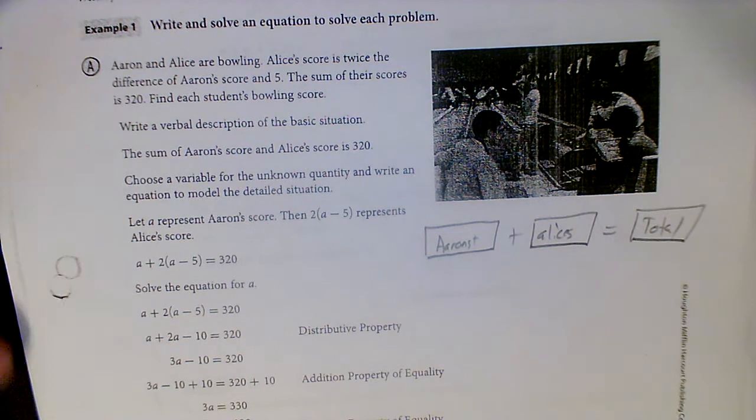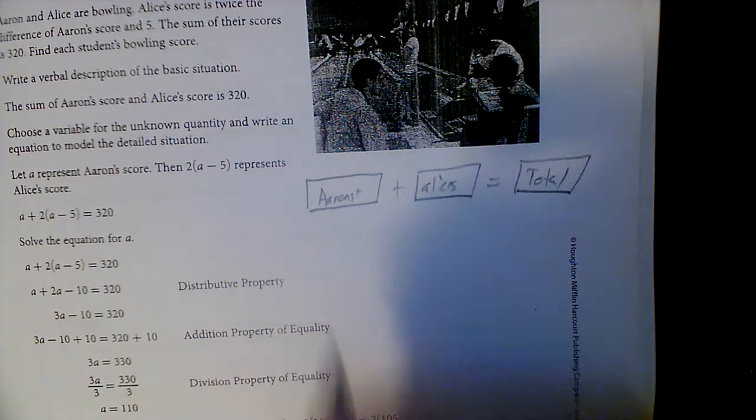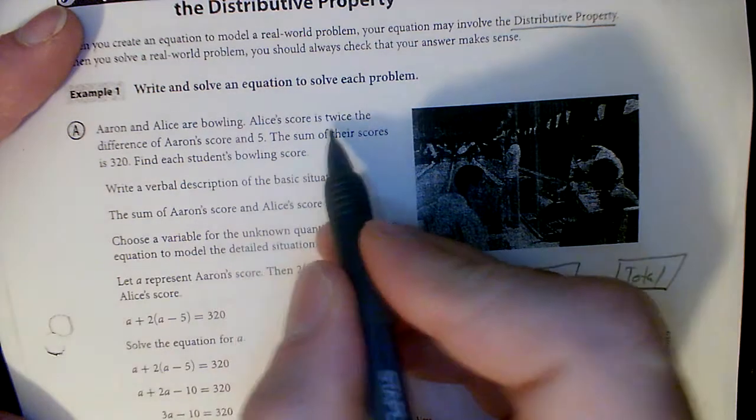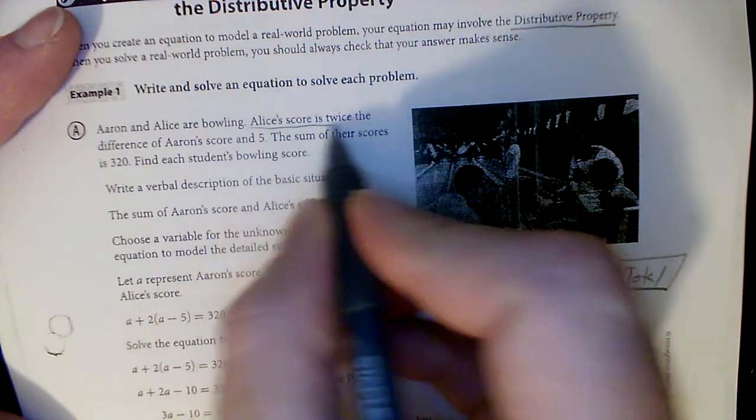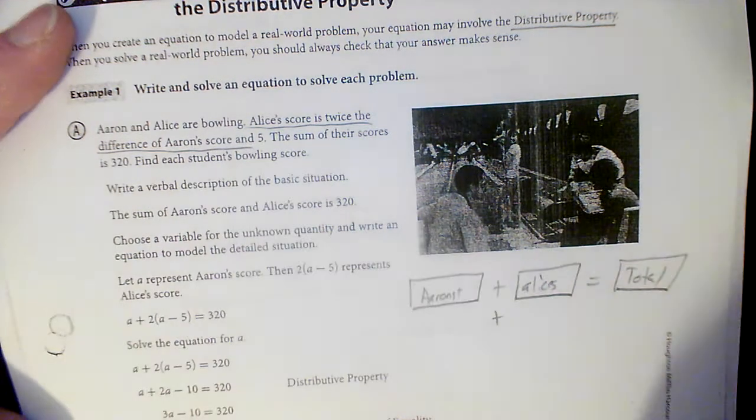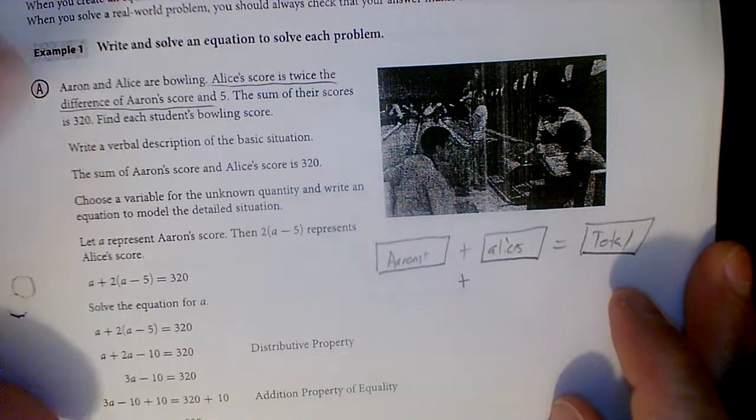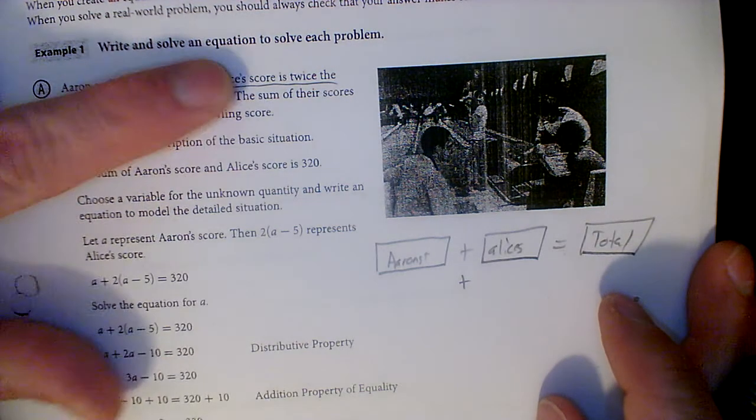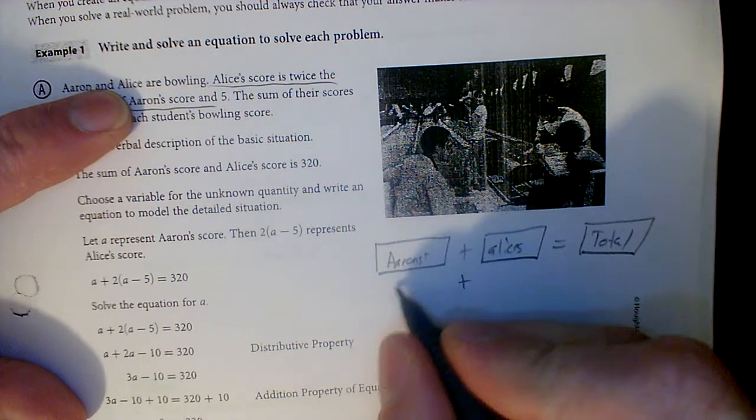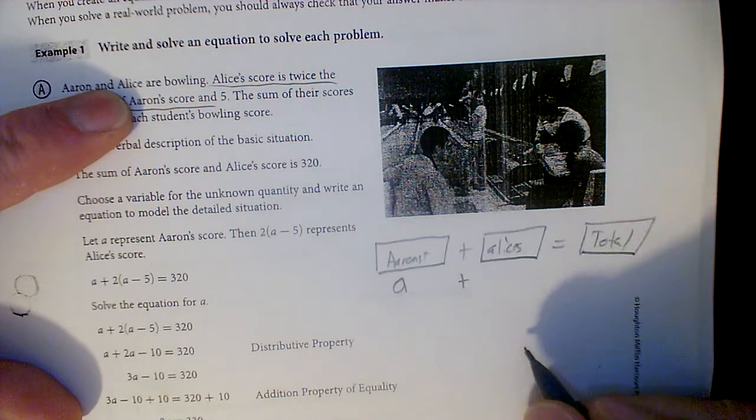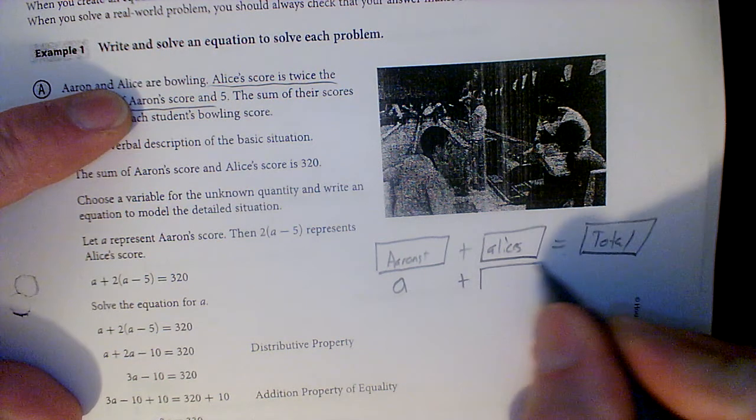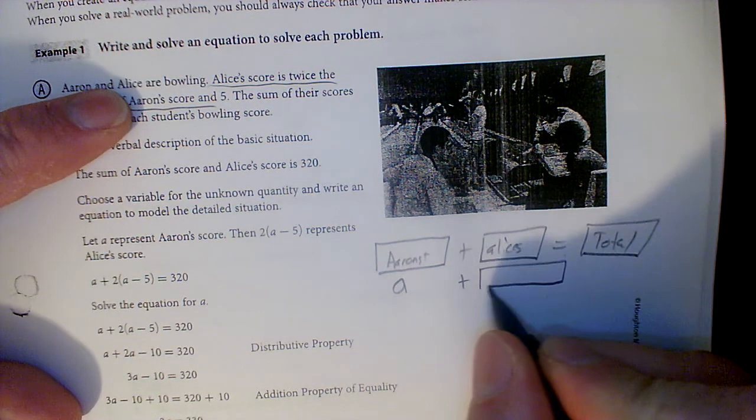All right. And then when you choose a variable, it'll tell you Alice's score is twice the difference of Aaron's score and 5. And there's a tricky part right there. Usually, since you're comparing Alice to Aaron, you make Aaron's A. Now watch me write this. I'm going to read it as I write it.